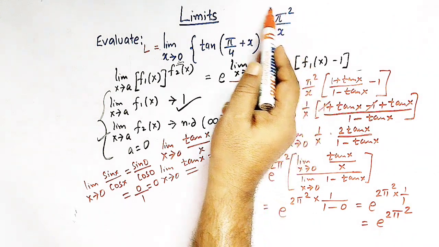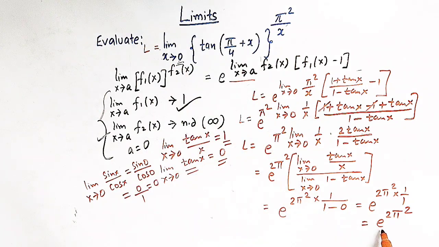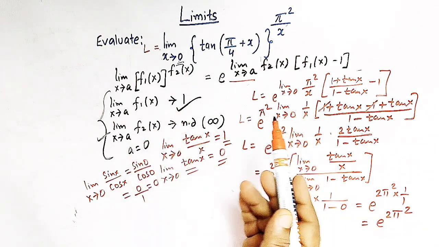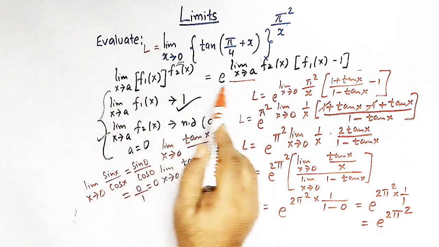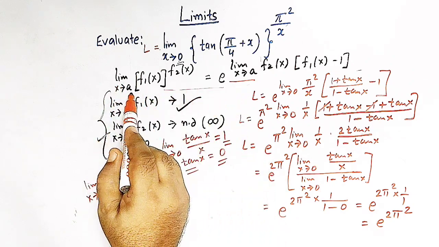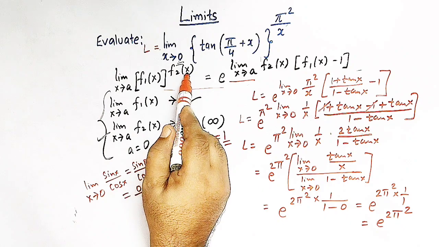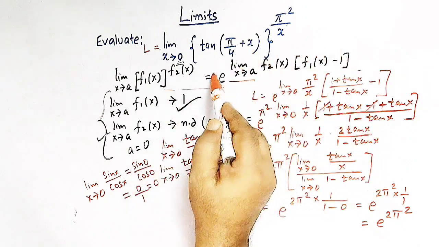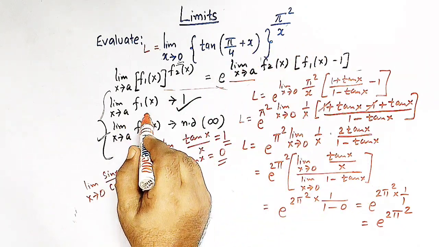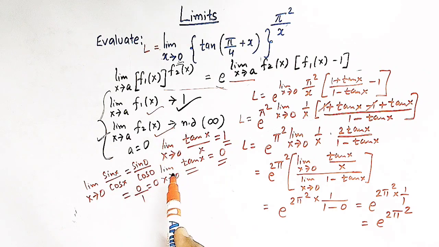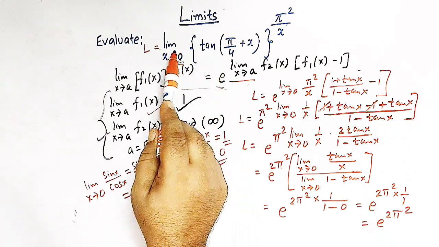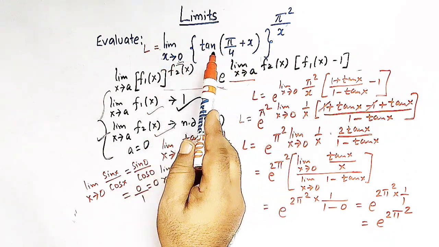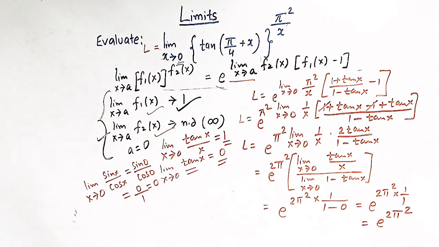So viewers, the value of this limit is equal to e raised to 2 pi square. So we can see that by using this result, that is limit x tends to a of f1(x) raised to f2(x) is given by this expression, provided we have these two conditions, we can easily find out the values of these kind of limits.